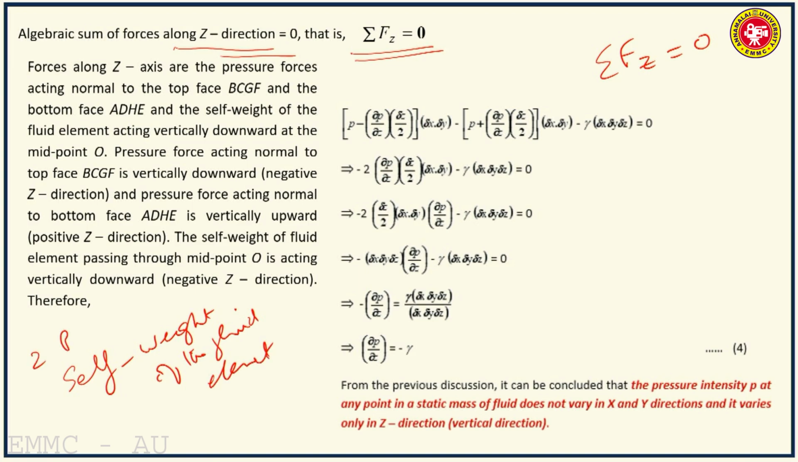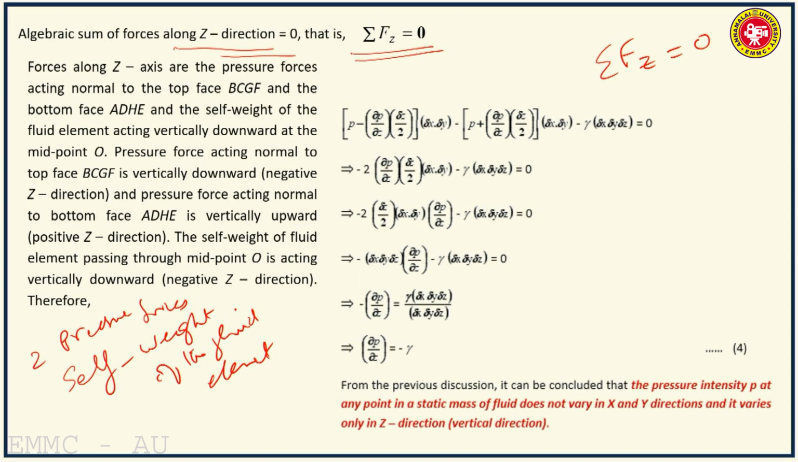So two pressure forces. One acting normal to the bottom face, another acting normal to the top face. What is acting normal to the bottom face is in the upward direction, that is plus z direction, positive z direction. What is acting on the top face is in the negative z direction, that is vertically downward. Similarly, the self weight of the fluid element is also acting vertically downward through the midpoint, so it is also in the negative z direction. So vertical upward means positive, vertical downward means it is negative.